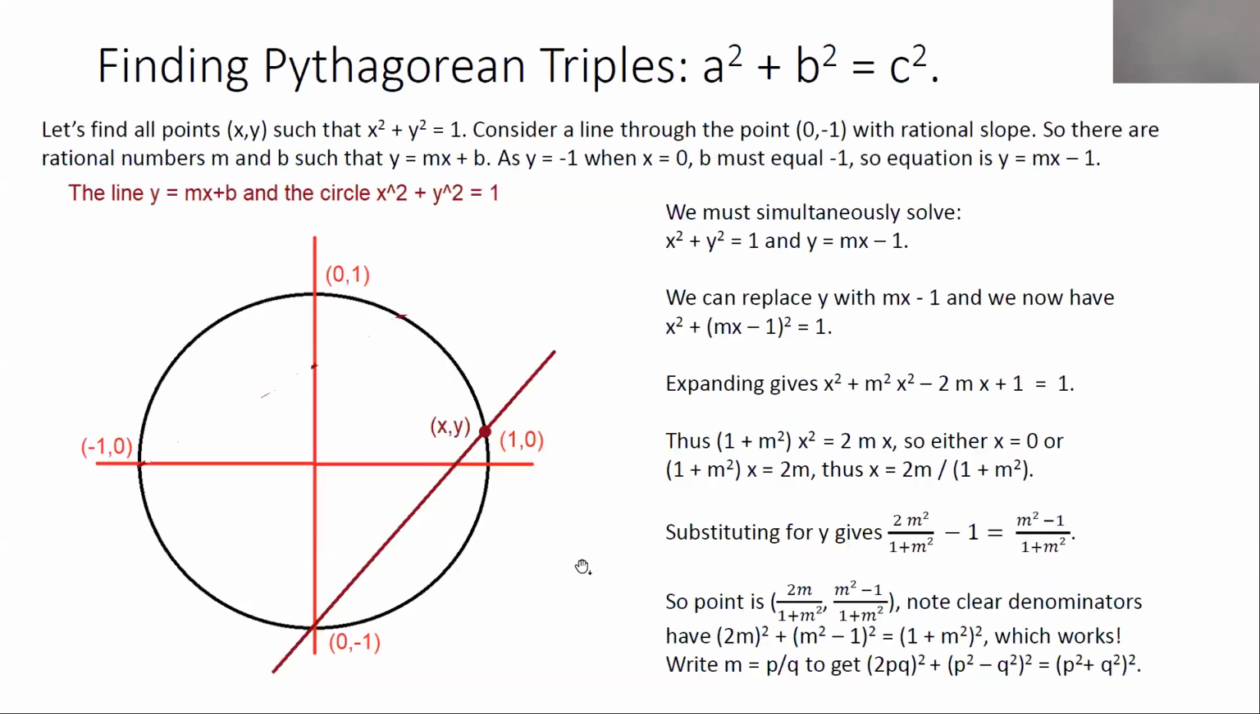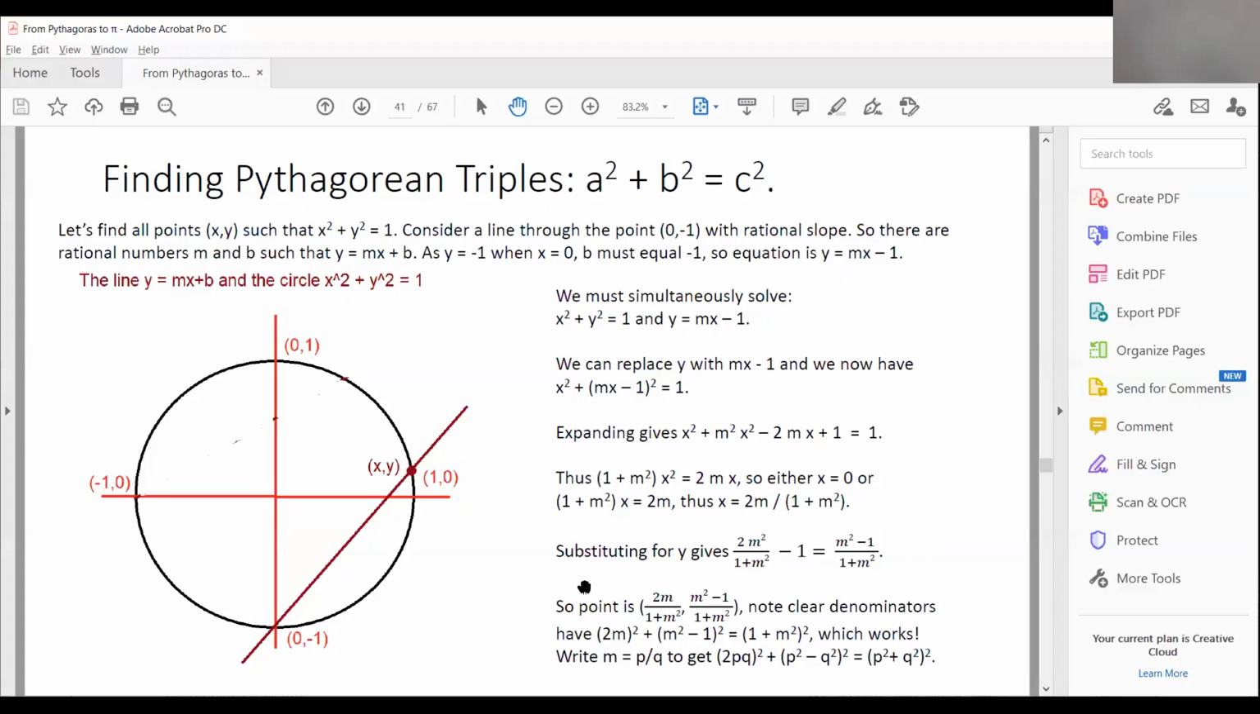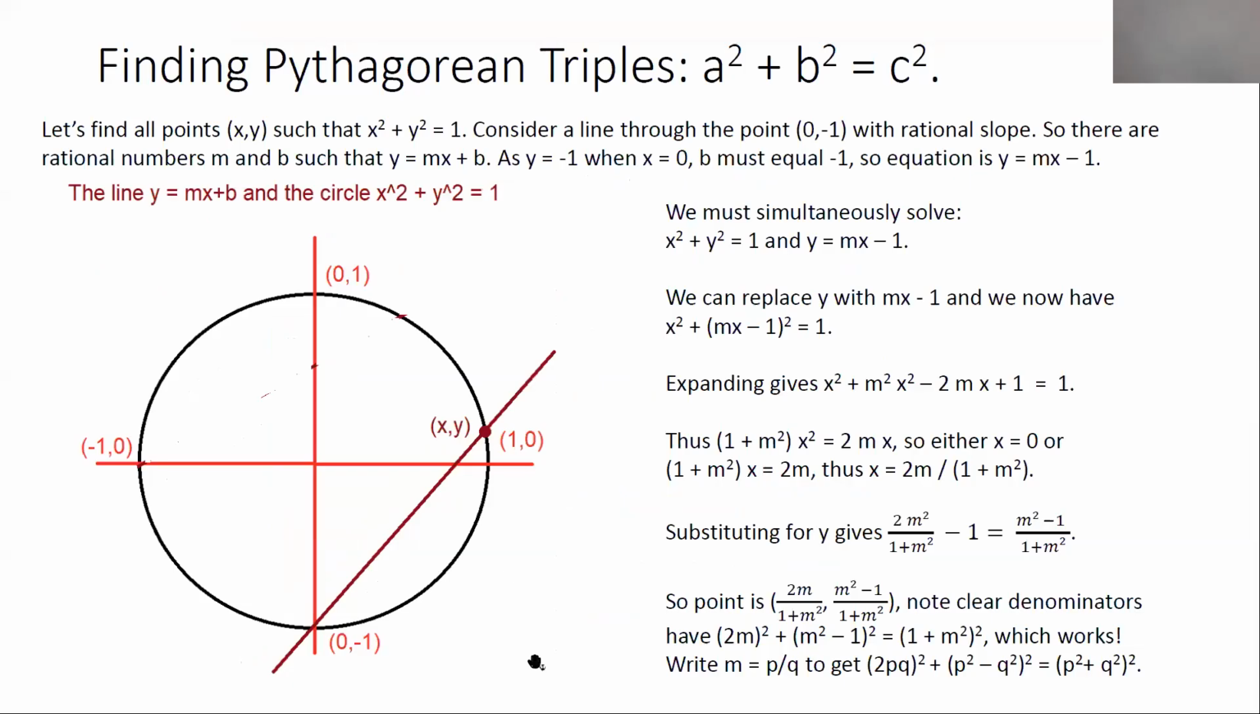And so we get y equals 2m squared over 1 plus m squared, minus 1. And when we simplify, we get m squared minus 1 over 1 plus m squared. So we're just doing some algebra now. So we get our point, with coordinates 2m over 1 plus m squared, and m squared minus 1 over 1 plus m squared. And so this squared plus this squared equals 1. If we multiply through by 1 plus m squared, we get (2m) squared plus (m squared minus 1) squared equals (1 plus m squared) squared.